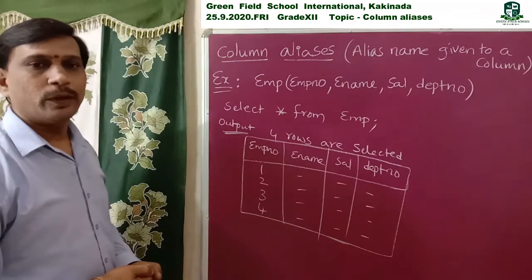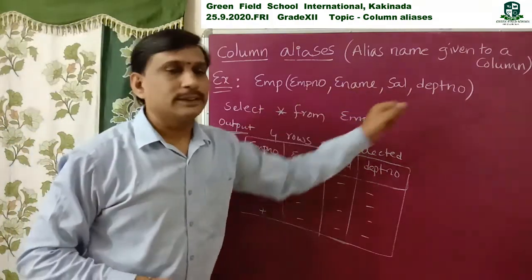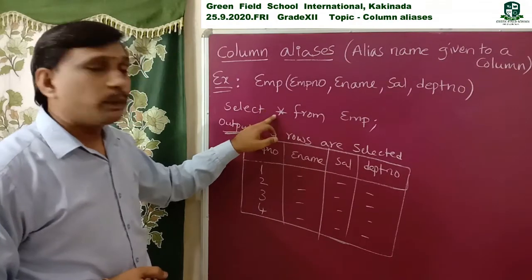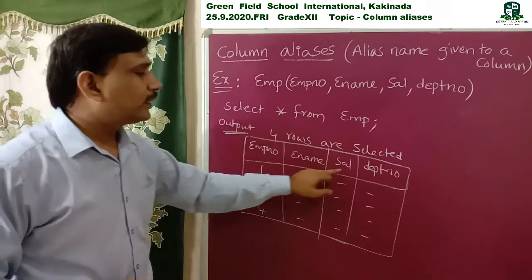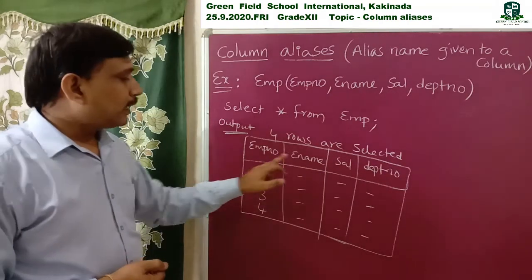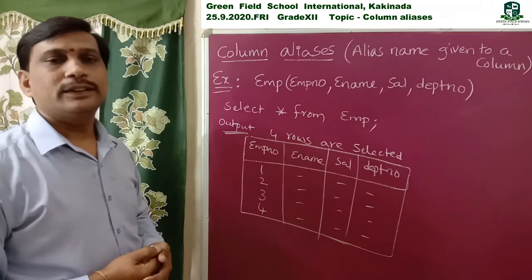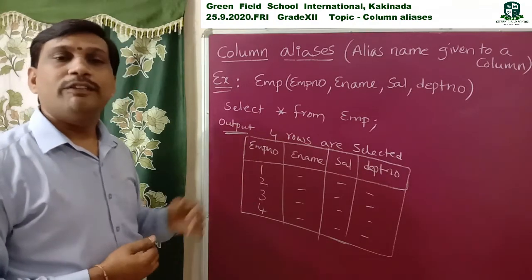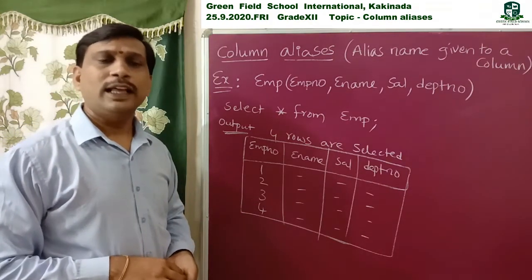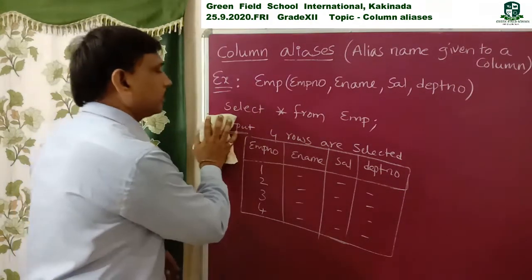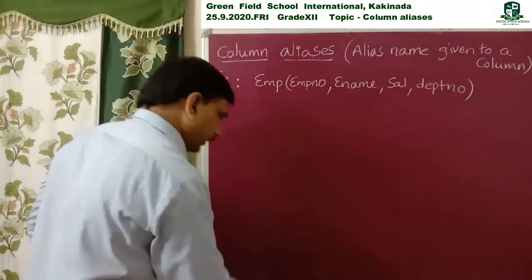Understood my point? Here it displays only these column names. Why? Because we did not specify any column aliases here. Suppose I specify in the select statement with the column aliases, then what will happen? See this example. Next, here I write with the column aliases.